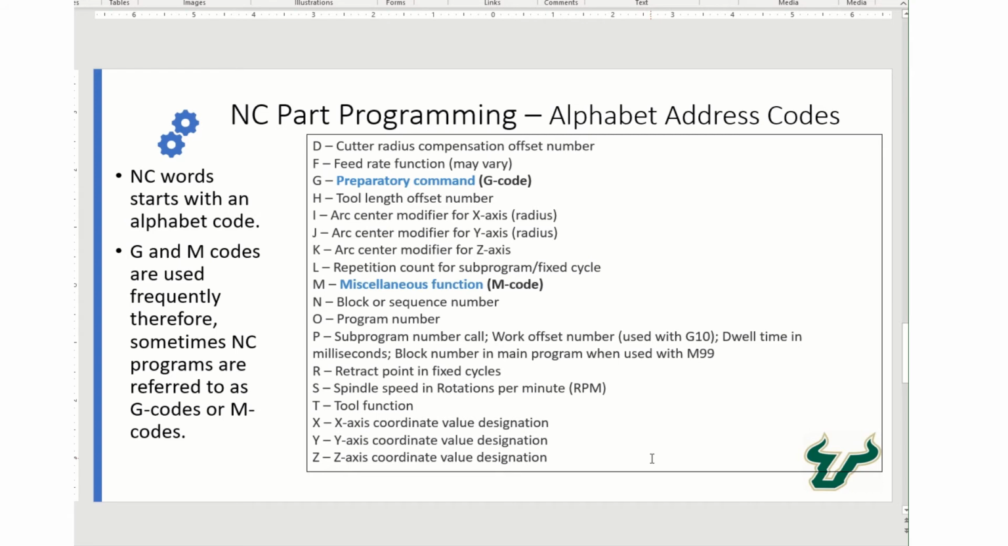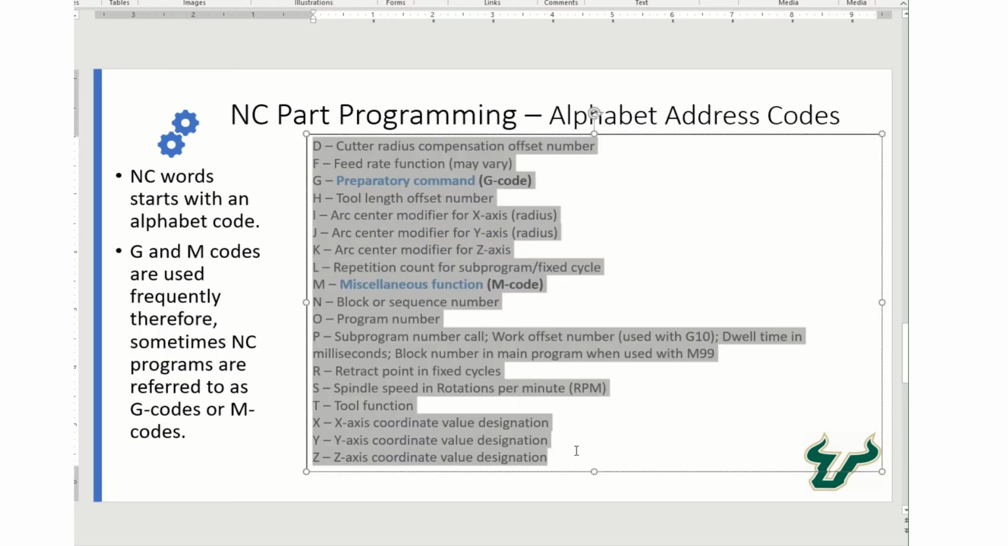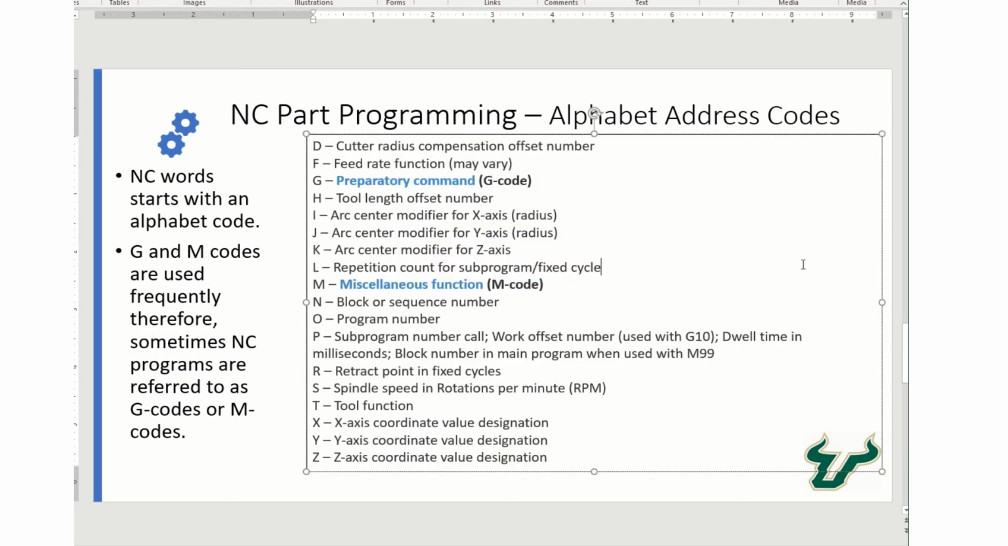And if you now take a look at some of the NC words, or basically the different alphabets, an NC word starts with an alphabet code, as you saw in the previous slide, the N or the G or the M or the F, and so on. These G codes and M codes are very frequently used, and therefore sometimes NC programs are also called G codes or M codes. And these are some examples of the different types of alphabets used in the codes, and you can read them by yourself.